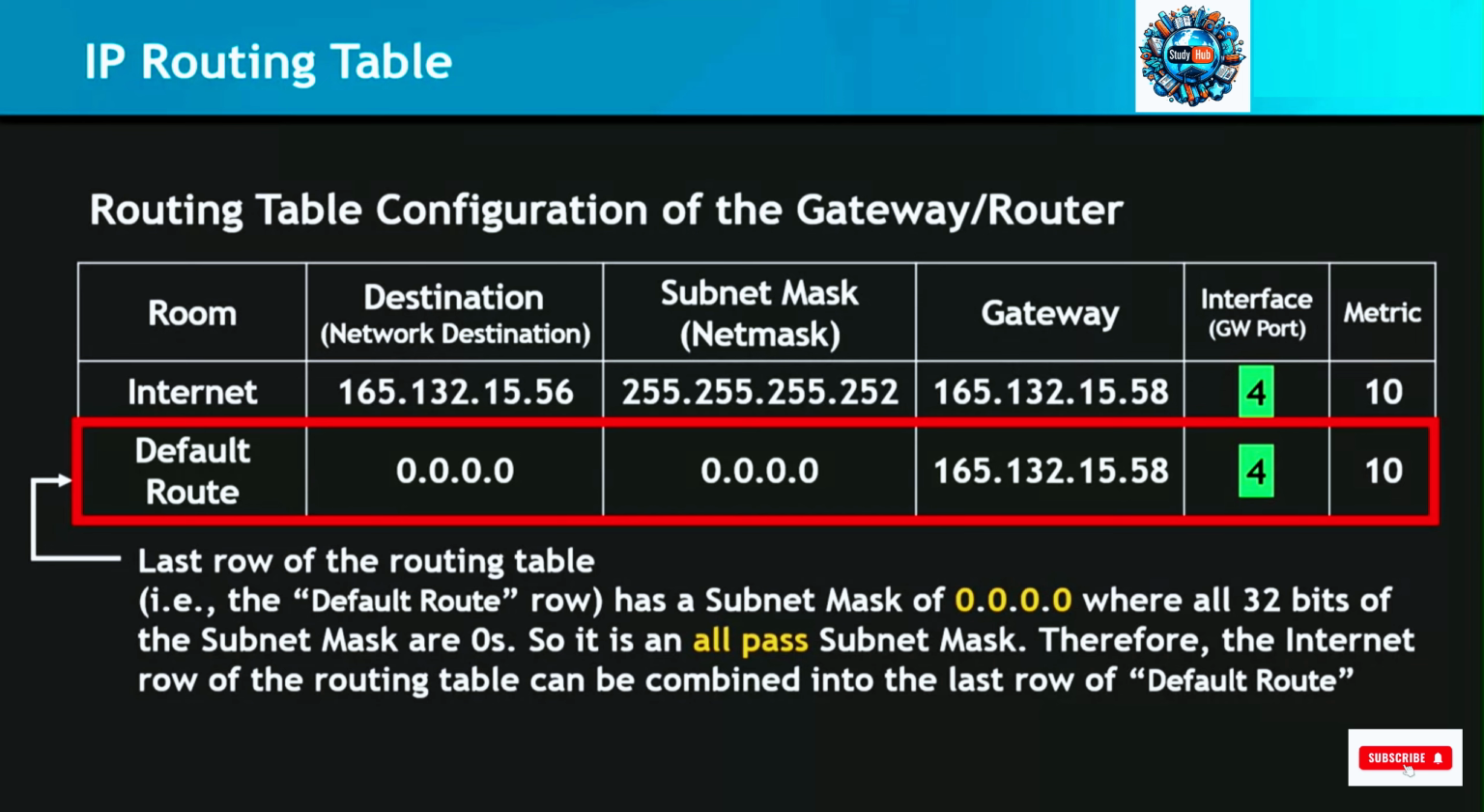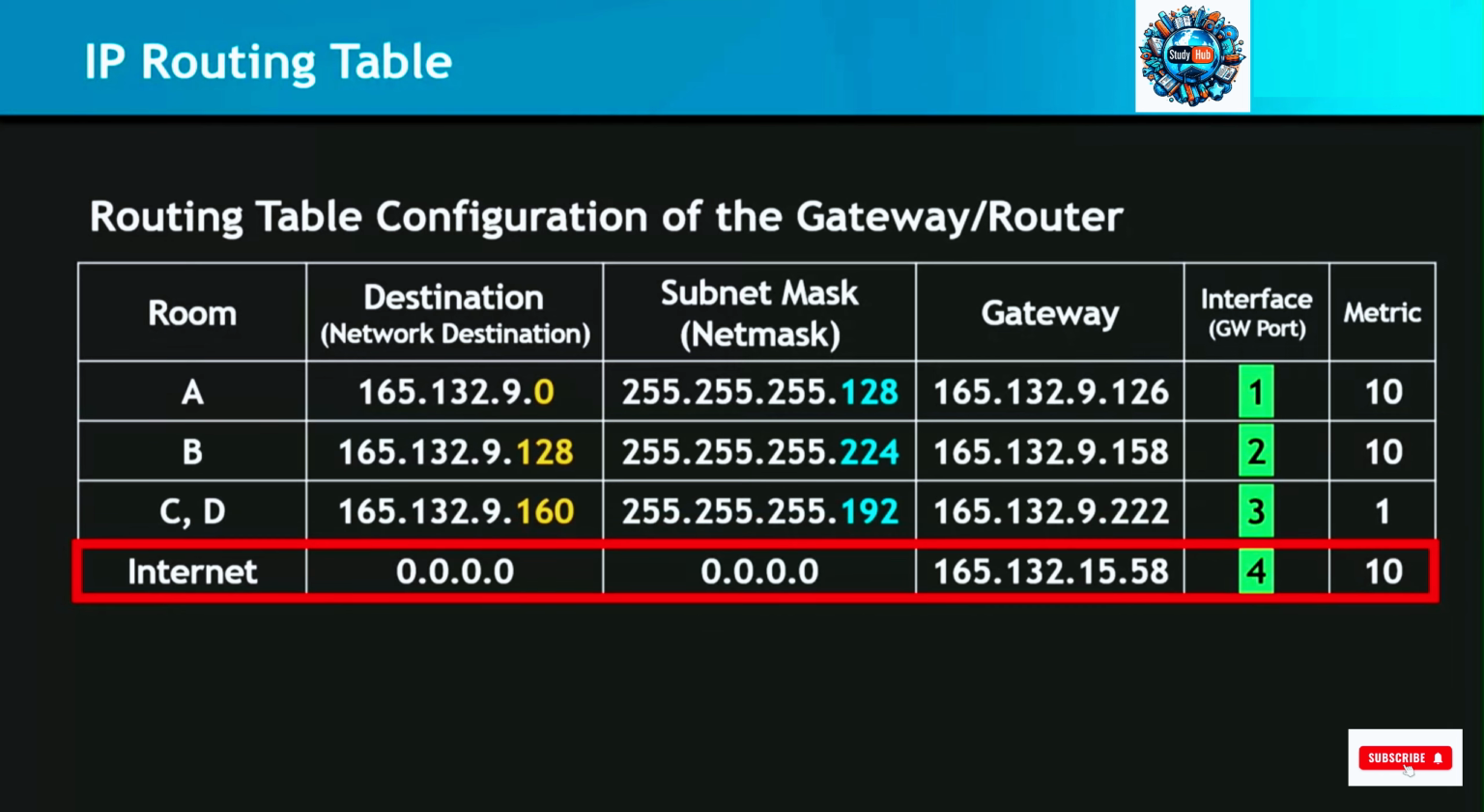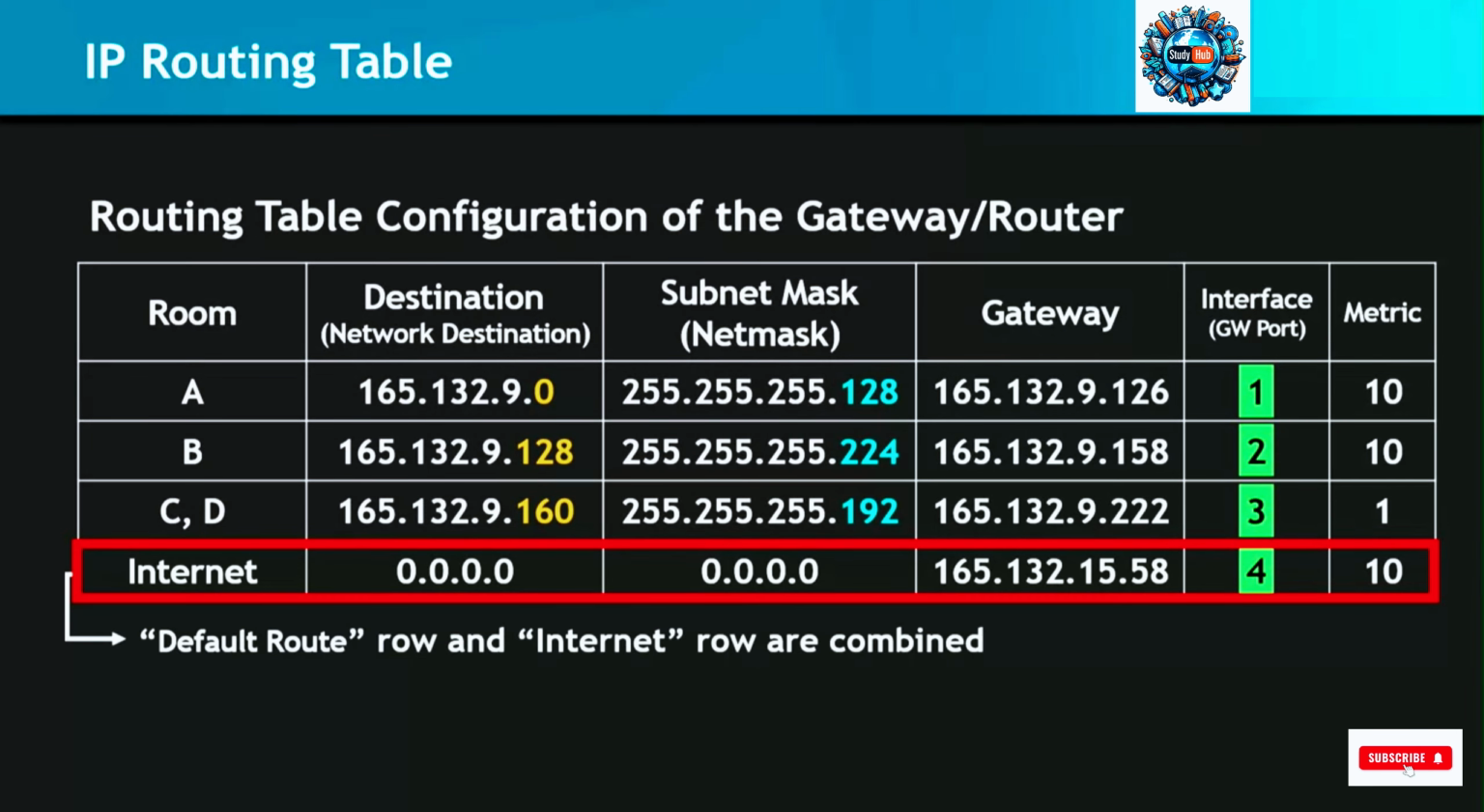In addition, the destination IP address is all zeros, which is the lowest possible IP address. This means that the range represented by the default route is from the lowest IP address, and then it's fully opened up, which means that all packets, all IP addresses correspond to the default route. And due to that reason, the internet row information itself is a subpart of the default route. So therefore, the internet part can be included into the default route information, which is represented right here.